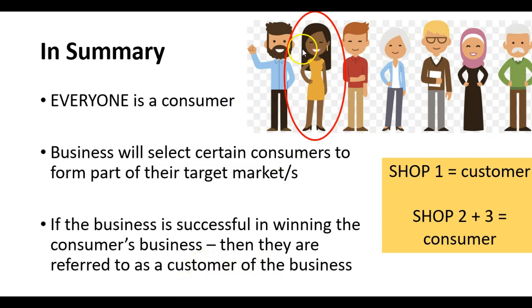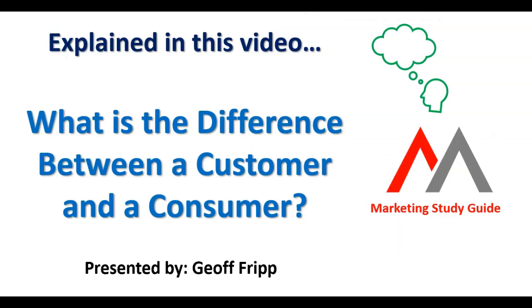of the business. So this lady here is a customer of shop 1, and she's only a targeted consumer for shop 2 and 3 because she has not been in there and bought anything and has therefore not become a customer. So that's the difference. A consumer becomes a customer if they make a purchase transaction and there's an exchange.